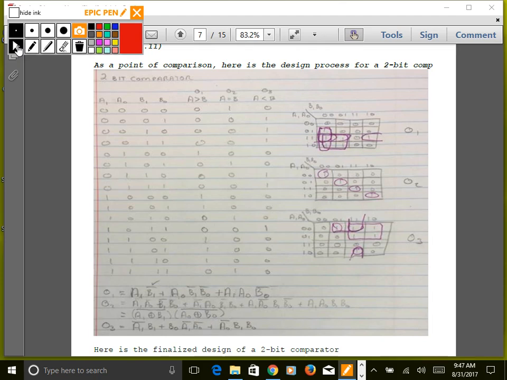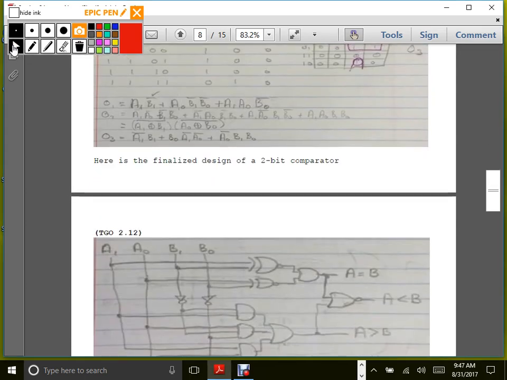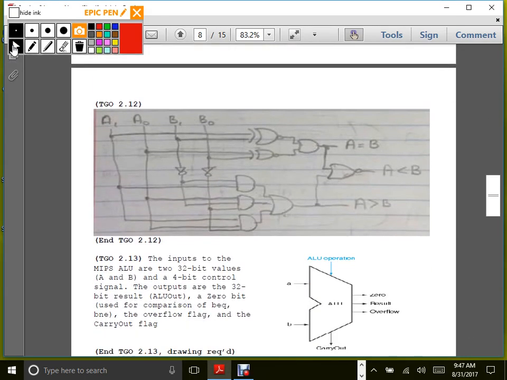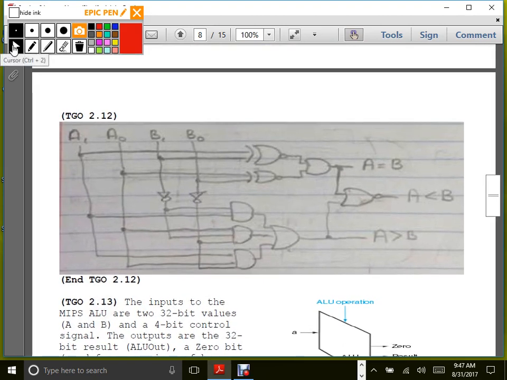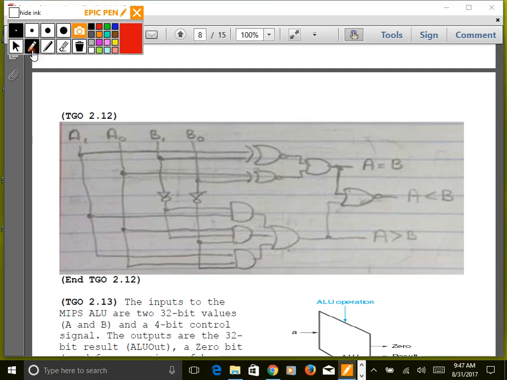Well, you just do all of the operations. You figure out what your K-maps are, reduce the logic, and then the actual circuit is TGO 2.12, which is just a 2-bit comparator. In this case, we perform this logic reduction, and you have A1 and A0 as your inputs, and B1 and B0 as your inputs. So you're doing a 2-bit comparator.